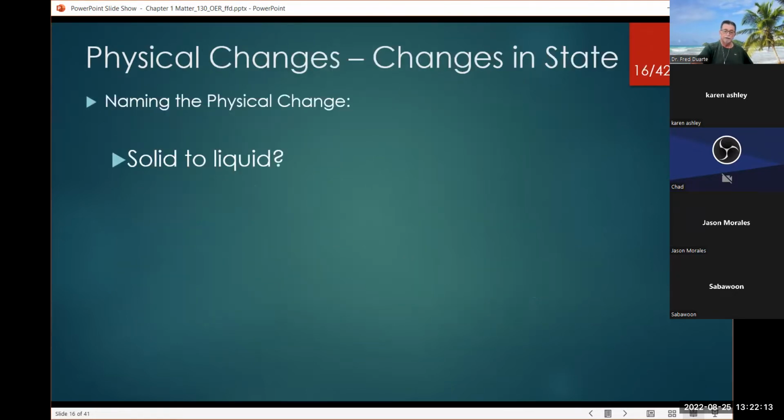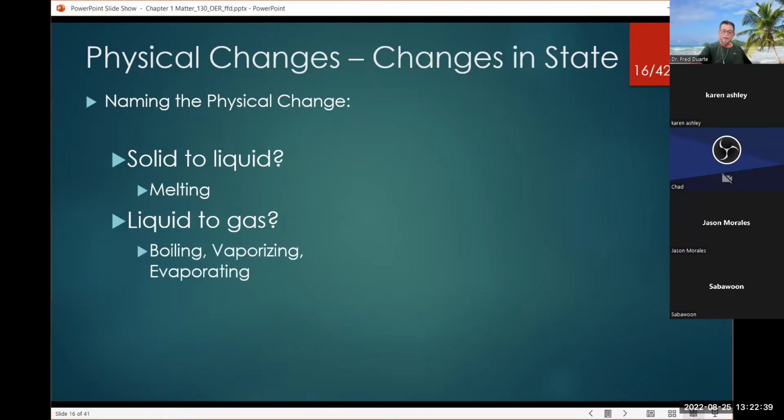All right, so the physical changes, these things you're fully aware of, you maybe don't know the names of them, but when something that is a solid goes to a liquid, we call that melting, okay? Ice is melting, it goes to the liquid, right? Now we could have a liquid go to the gas. What do we call that? That's called boiling. Or it could be vaporizing or evaporating. Take a pot of water, you heat it up, make some spaghetti.